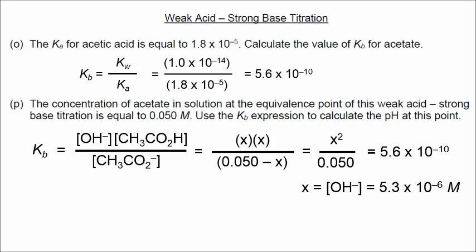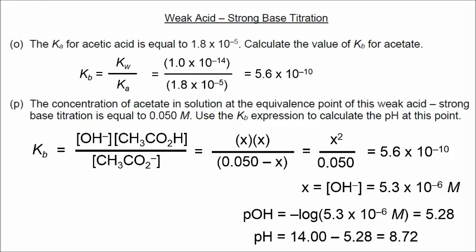Take the negative log, 14 minus that value, and again you can see the pH is not neutral, it's not 7. The pH of this sodium acetate solution is 8.72. So we had to use a Kb calculation to solve that the pH is 8.72.